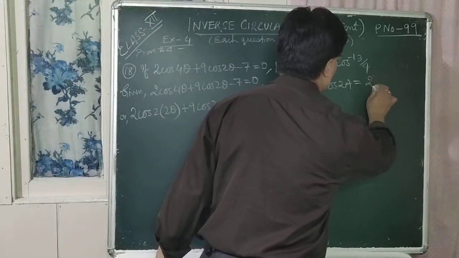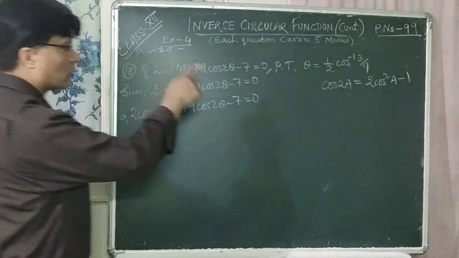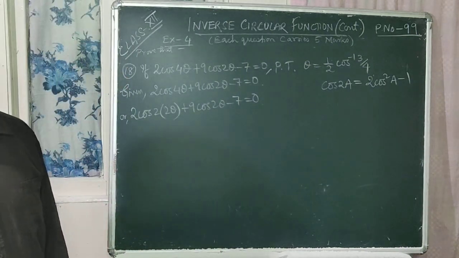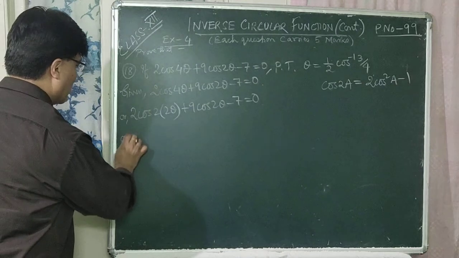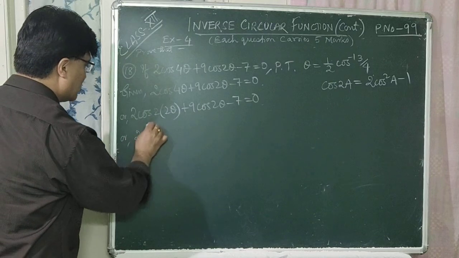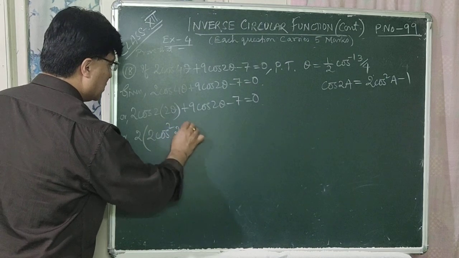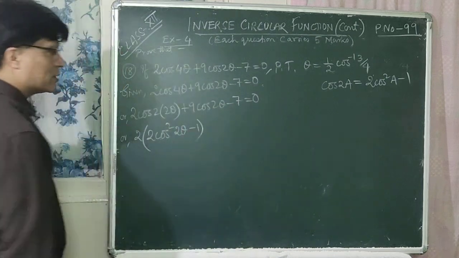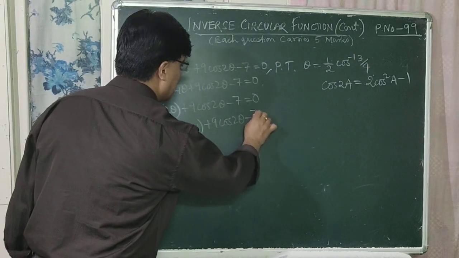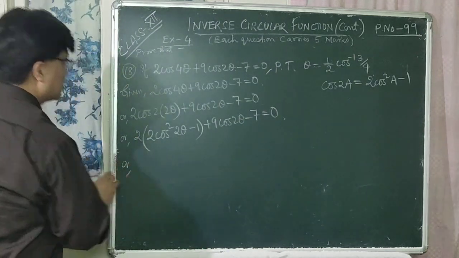What is the formula? It is 2 cos square a minus 1. Here, cos 2a is equal to 2 cos square a minus 1. That is the formula from multiple angles in trigonometry, right? So, what is a here? It is 2 theta. Use that formula, right? So 2 into within bracket, what is the formula? 2 cos square, what is a out here? It is 2 theta. Then what do we write? Minus 1, right? Plus 9 cos 2 theta minus 7 is equal to 0. Remain same. So let's simplify it.